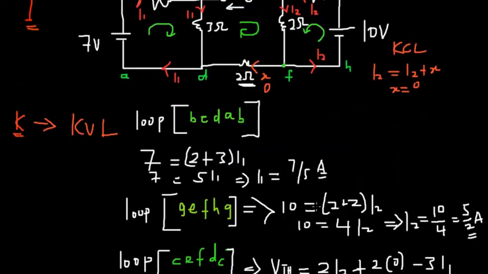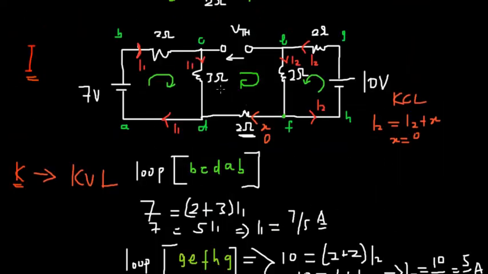Again, you can choose the direction either way. You can also choose loop E, C, D, F, E, and you most definitely arrive at the same answer, because this will be positive, this will be negative but it doesn't matter because that's 0, and this will be negative. Now let's move on.